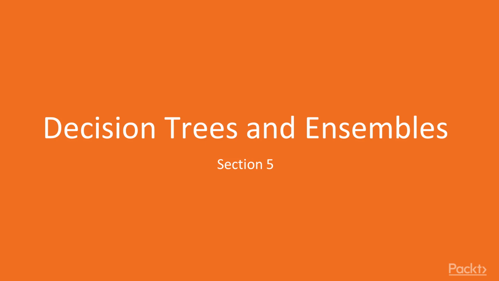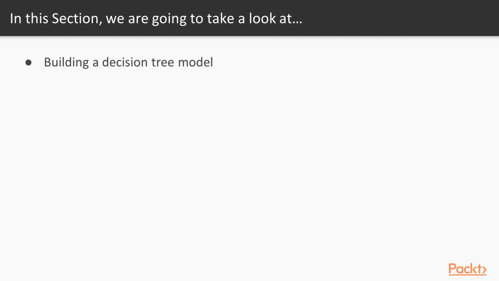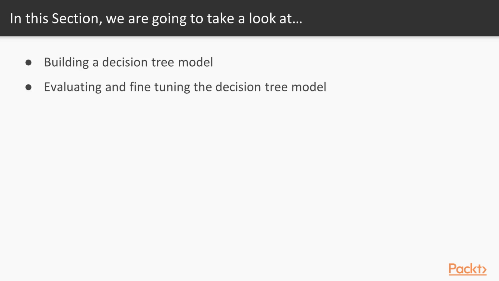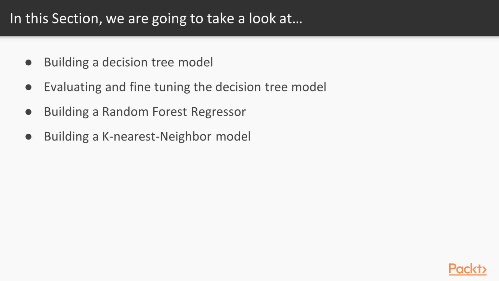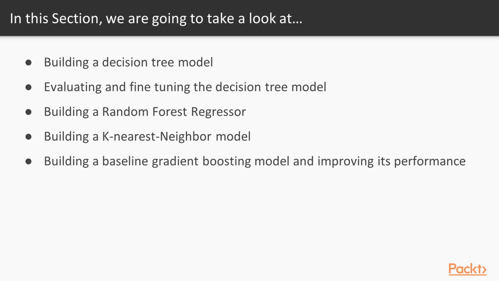In this section, we are going to look at decision tree models in scikit-learn. In the first video, we will be building a decision tree model. In the second video, we will evaluate and fine-tune the decision tree model. In the third video, we will be building a random forest regressor. Then we will build a k-nearest neighbor model. And then finally, we will build a baseline gradient boosting model and then improve its performance.